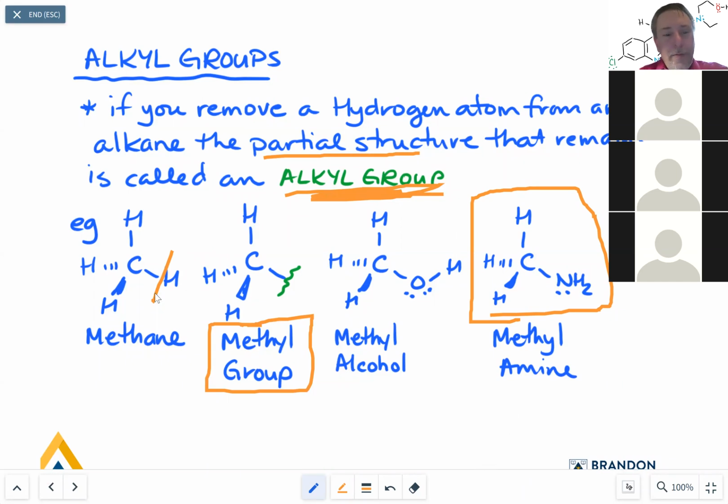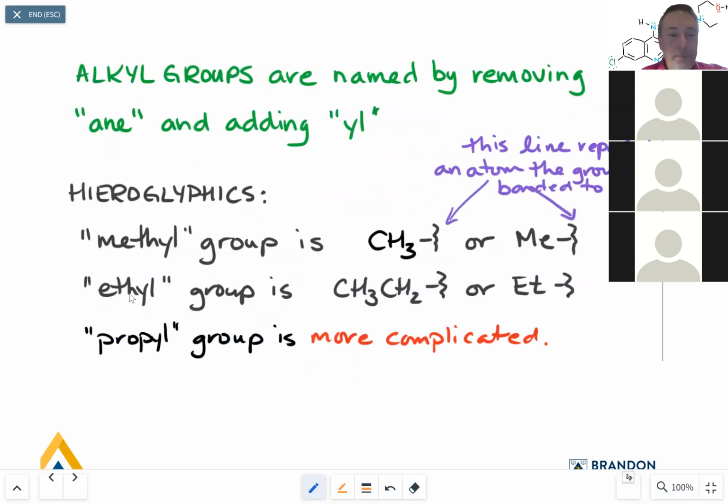So you just remove a proton, the fragment which is left over becomes the alkyl group, and there's special names. With methane, it'll be the methyl group. With ethane, the fragment which is left over would become the ethyl group. With propyl group, you take propane and you remove a proton from it. So it's basically you remove the "ane" and you add the "yl", so methyl.